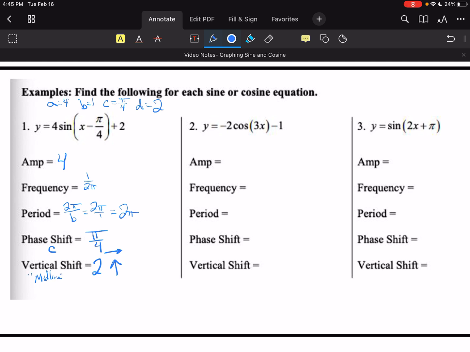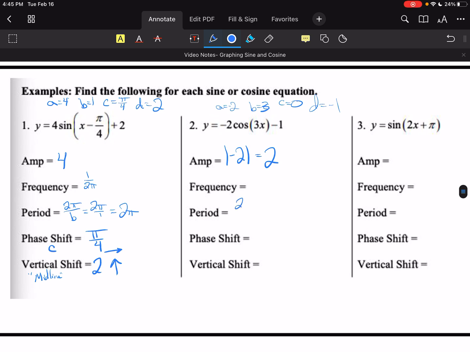Okay. Looking at number 2, A is -2, B is 3. There is no C value, so C is 0, and then D is -1. So my amplitude is the absolute value of -2, so positive 2. Period is 2 pi over b. Now, you can always simplify your fractions, make sure you do so. In this case, we can't. So my frequency would be the reciprocal of that, so 3 over 2 pi.